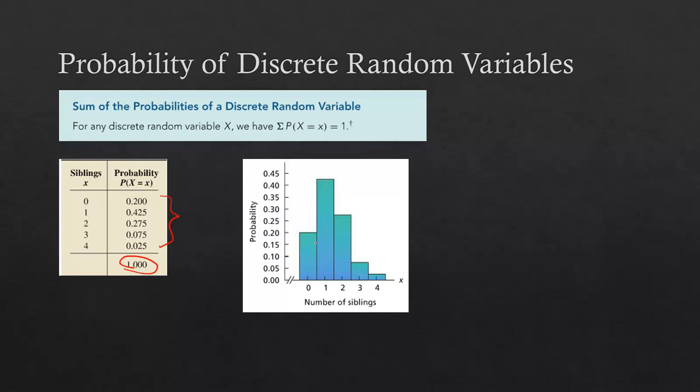The same thing here. All of these bars, since they represent the probability, like this one's 0.2 and 0.425 and so on, you should be able to add up the value of all those bars and get 1 as well. Okay, so keep that in mind. That's something that we've done already. It's worded in a little bit different form here.